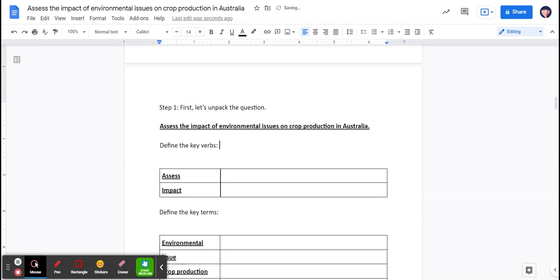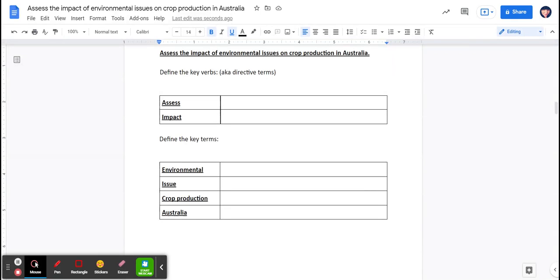Key verbs are also known as directive terms. They are called directive terms because it gives you direction about what it is in the question that you're actually looking at. And in understanding what the word assess and impact mean, you can understand how much information you need to include and the level of detail required to support your key thesis statements and evaluative arguments. Another skill that you'll be building through this writing process.